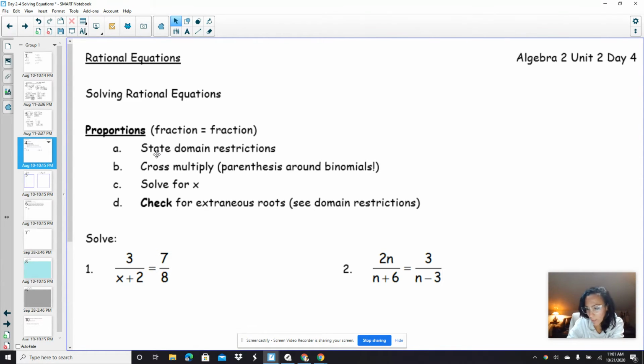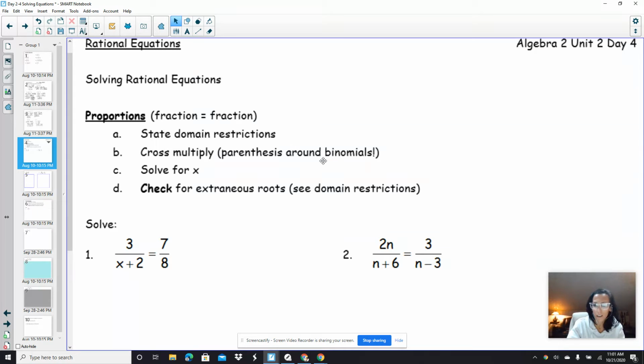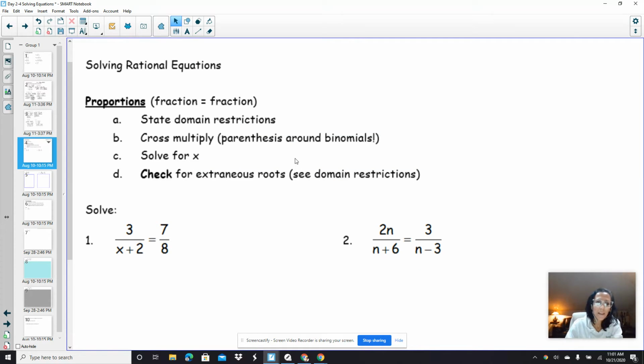We're going to continue with rational equations. In the last lesson we talked about solving these rational equations by using proportion. A proportion is when a fraction is set equal to a fraction. We cross multiply. Make sure you keep parentheses around those binomials, and I've mentioned that many, many times now. Then we solve for x and check for extraneous roots, meaning check your domain restrictions. If there's a restriction and you have that in your solution, you need to reject it. And we'll see some examples of that, I'm sure.